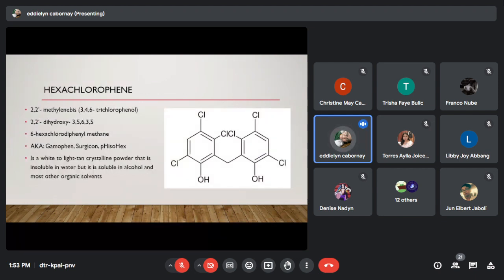Okay, hexachlorophene. The other terms are 2,2-methylene bis 3,4,6-trichlorophenol, 2,2-dihydroxy, 6-hexachlorodiphenyl methane. Those are the chemical formulas. We also have the names Gamophen, Surgicon, and pHisoHex. It is a white to light tan crystalline powder that is insoluble in water, but soluble in alcohol and most other organic solvents. Just familiarize yourself with the structure.